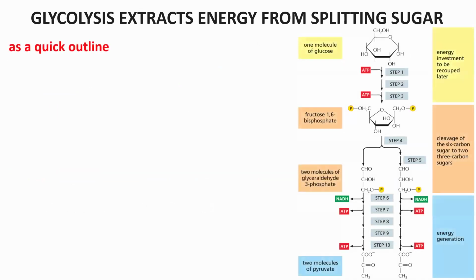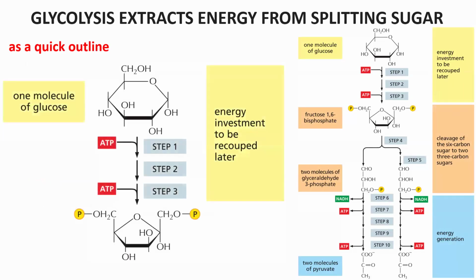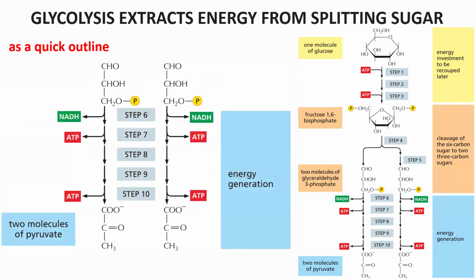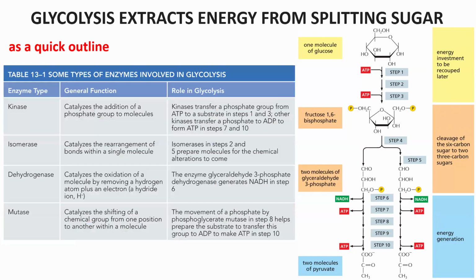As a quick outline, the first 3 reactions of glycolysis are considered the energy investment phase. That's where we're going to use those 2 ATPs to energize and activate glucose. Then we're going to move on to the cleavage phase. This is where what was once glucose is going to be cut, and we're going to end up with 2 3-carbon molecules. And then the last portion of glycolysis is going to be the energy recoup phase or energy generation phase, where we're going to make those 4 ATPs and ultimately create pyruvate along the way. And again, if we burn 2 ATPs and we make 4, there's our profit.